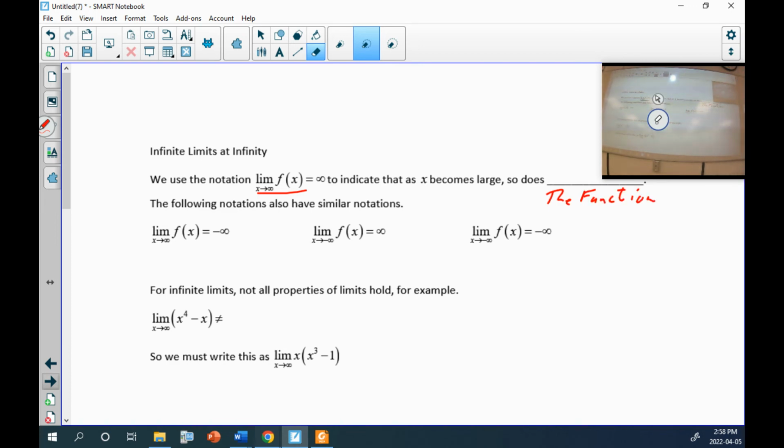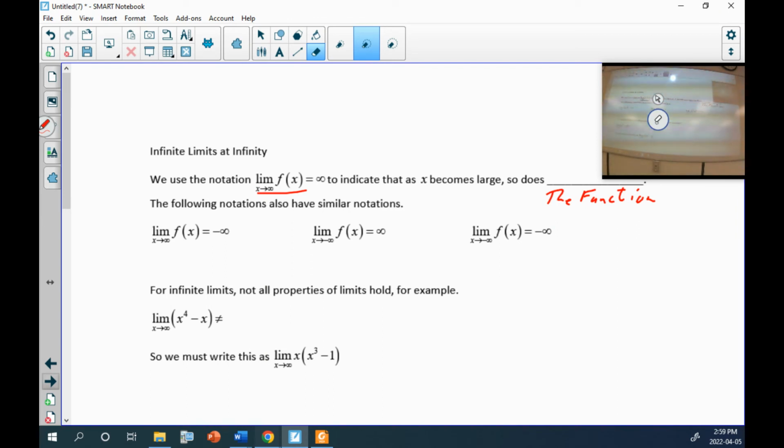Okay, so that's all we're saying here. In this case, that means our left hand or our right hand, we have some type of notation up there. It's just going up. And then the other one, as x goes to negative infinity, would be down here, that second one, and over here. So all we're saying with this notation is as x gets larger, so does the function.